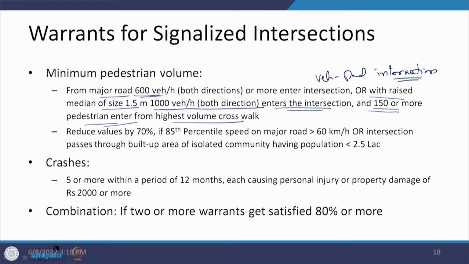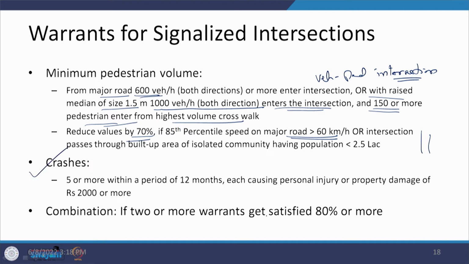One case is that we are talking about 600 vehicles per hour entering the intersection from the major road, or with a raised median of 1.5 meters, 1000 vehicles per hour entering the intersection. In either of these cases, if there is a combination of pedestrian volume, again these values can be reduced by 70% if the major road has an 85th percentile speed of more than 60 kilometers per hour. Or the other case is that the built up area of an isolated community with population less than 2.5 lakhs is there, and as I said, it is a common criterion across all of these three cases.